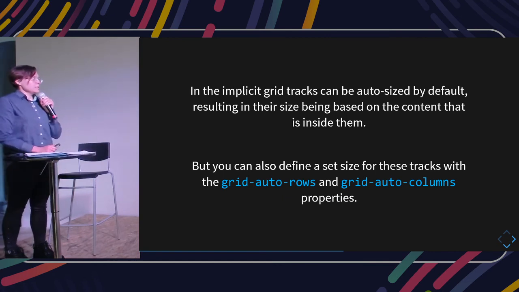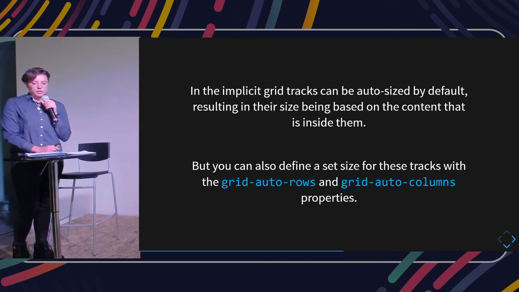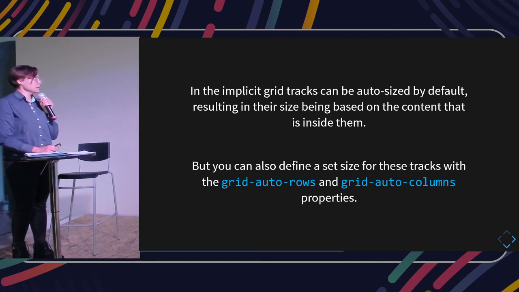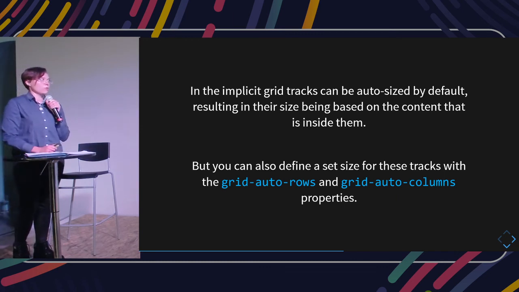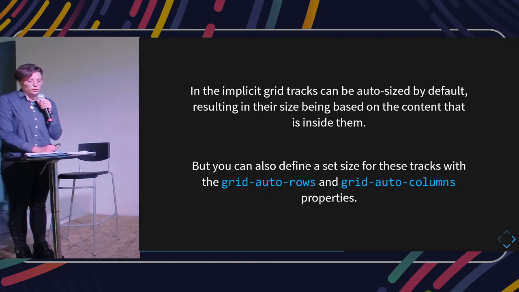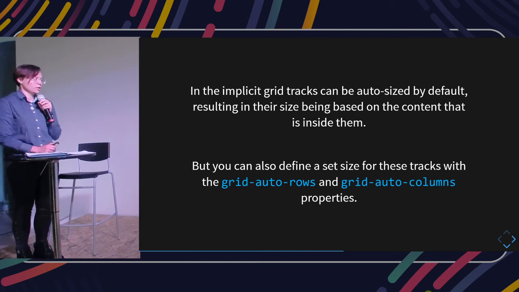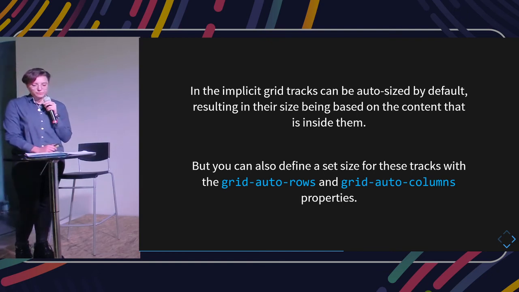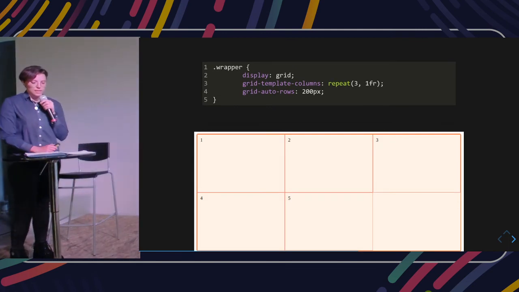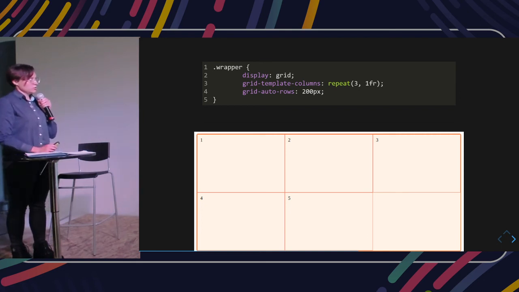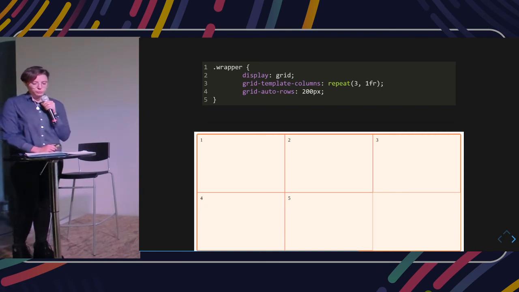In the implicit grid, tracks are auto-sized by default, resulting in their size being based on the content that is inside them. You can also define the set size for tracks created in the implicit grid with the grid-auto-rows or grid-auto-columns properties. In the next example, we use grid-auto-rows to ensure the tracks created in the implicit grid are 200 pixels tall.